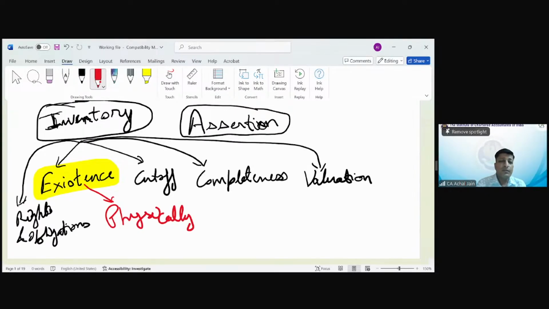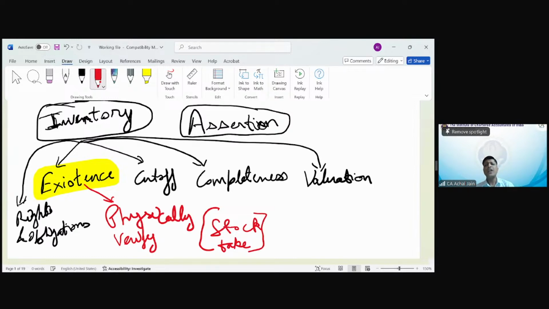Okay, you verify that physically, means you do the stock count or stock take, for which again there is a detailed criteria as to how you do that. Yes or no? Yes, sir.